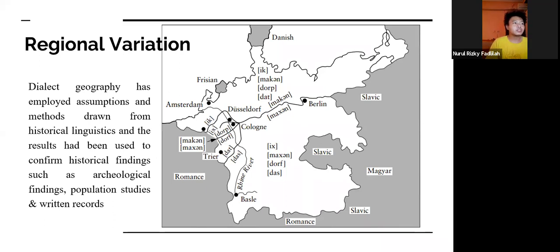Dialect geography has employed assumptions and methods drawn from historical linguistics, and the results have been used to confirm historical findings such as archaeological findings, population studies, and written records.